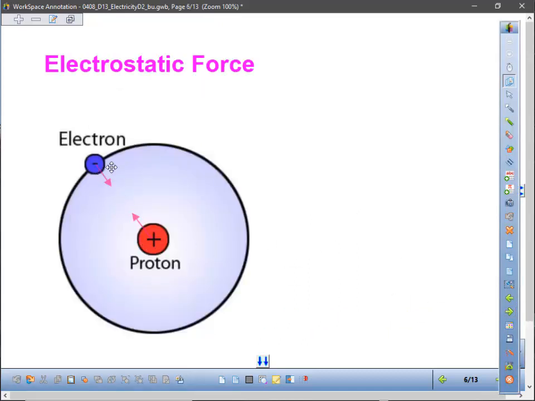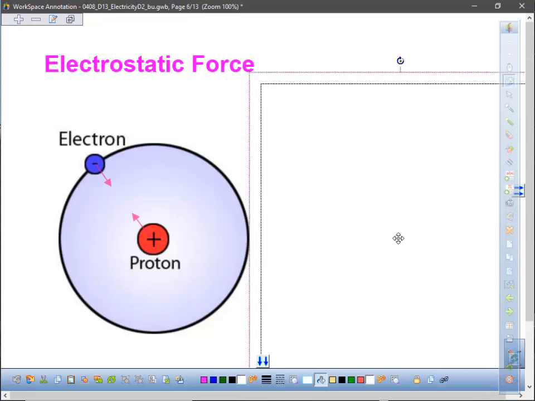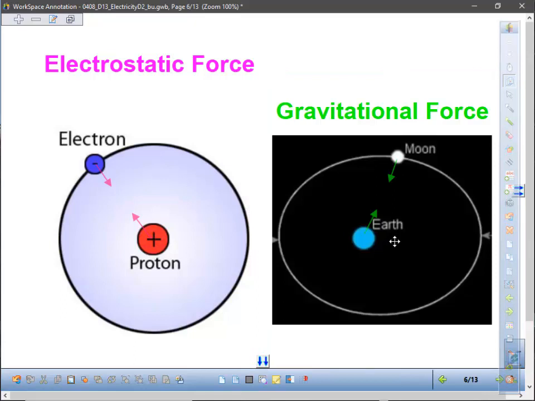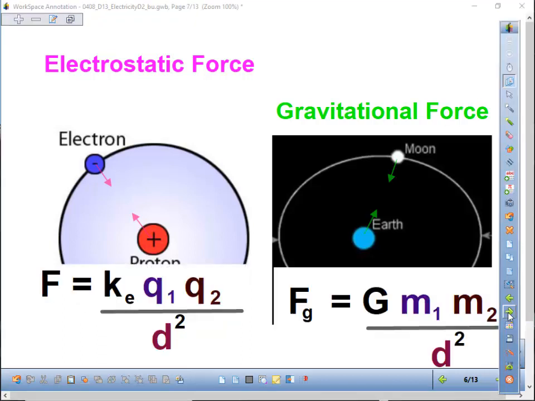It works for all atoms because the protons are in the middle of all atoms and they have electrons on the outside. They may have different numbers of those. And this is very similar to something else we talked about earlier this month, and that is gravitational force. Here we have the Earth and the Moon, and they pull together as well. So electrostatic force and gravitational force are very similar. As a matter of fact, they're going to have very similar equations.